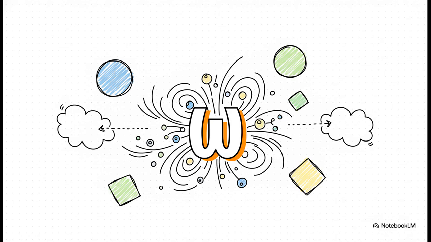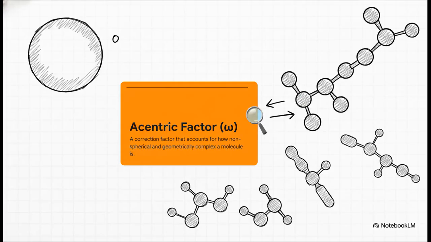He introduced a third parameter, this little guy, the Greek letter omega. This is called the acentric factor, and its whole job, its only job, is to be a correction for how not spherical a molecule is. So a perfectly round molecule like argon, its acentric factor is 0. A long, weirdly shaped hydrocarbon gets a higher number. It's a single value that neatly packages up the molecule's geometry.